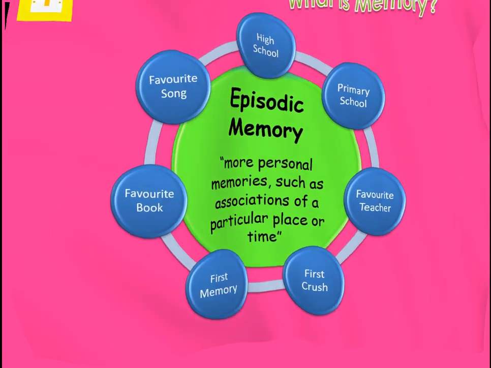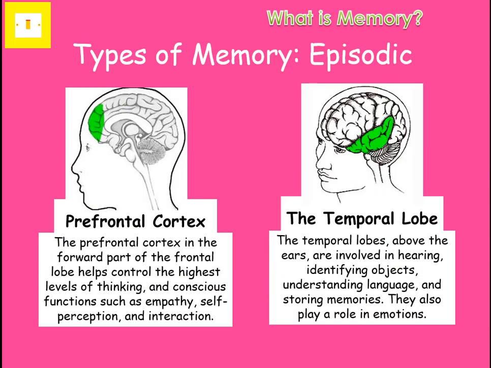So that's what the episodic memory is. And in terms of locations, it is quite vague. There are two parts of the brain that are implicated in being active when the episodic memory is being used. The prefrontal cortex, and this is the forward part of the frontal lobe. And this is involved a lot in higher levels of thinking. So this is when we use functions thinking about empathy and self-perception. A lot of our decision making happens there also.